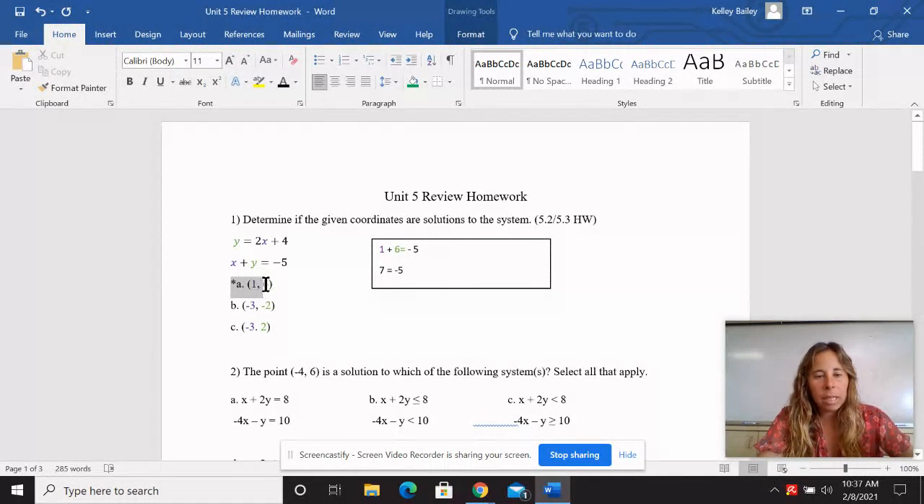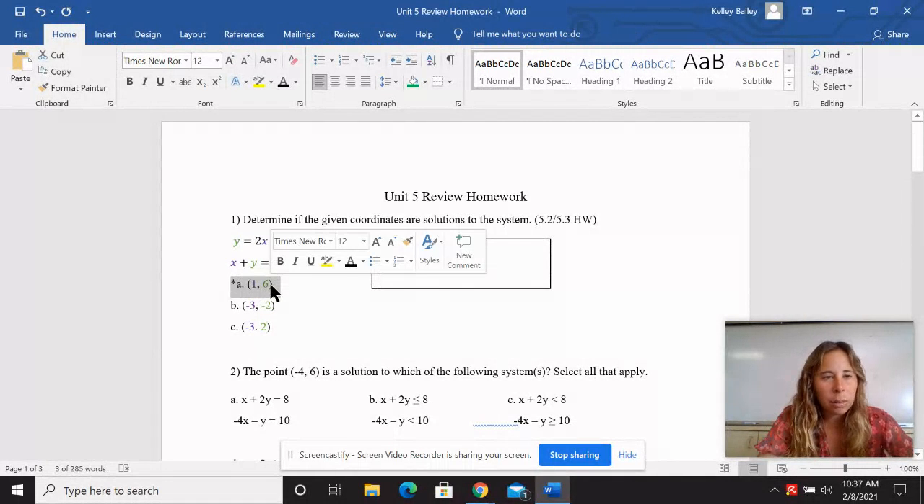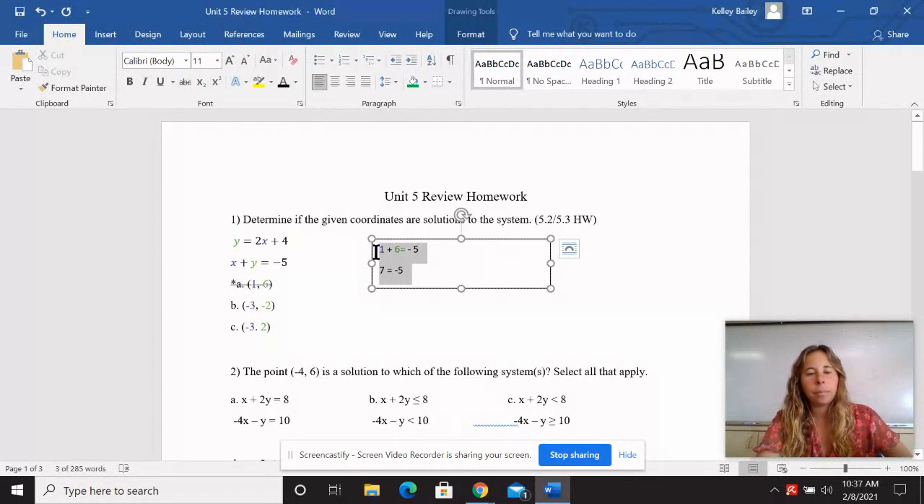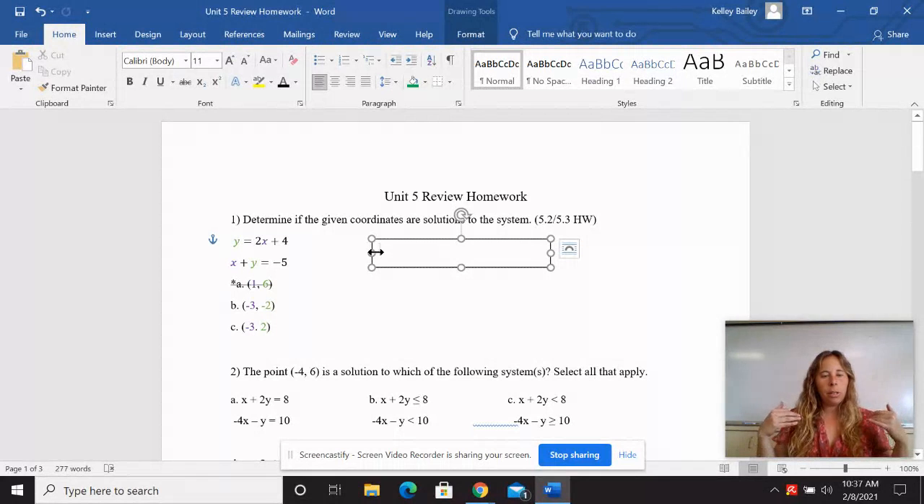So that means this one has been eliminated. I'll cross through it. Boom, that one's out. So do that with the next 2 points. You have to try all 3 of them, so make sure you pause me and try that.